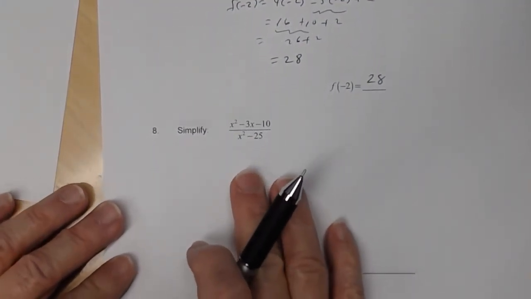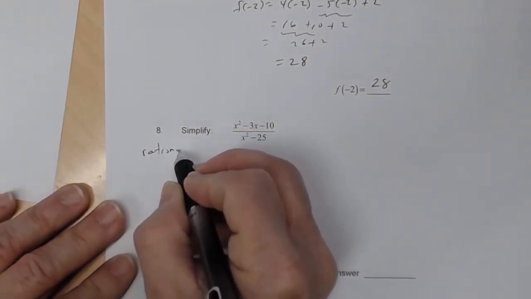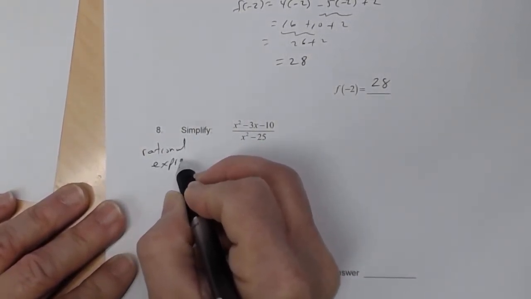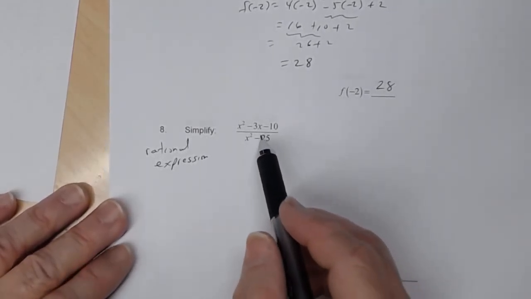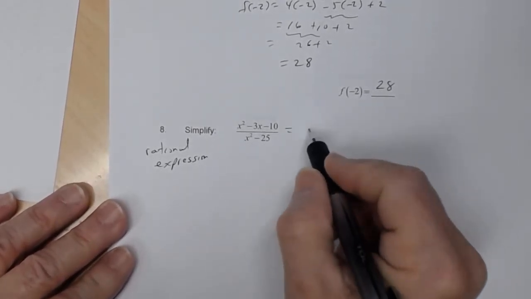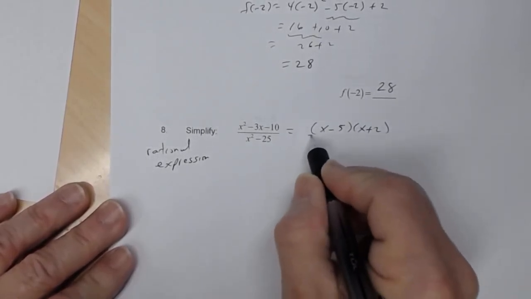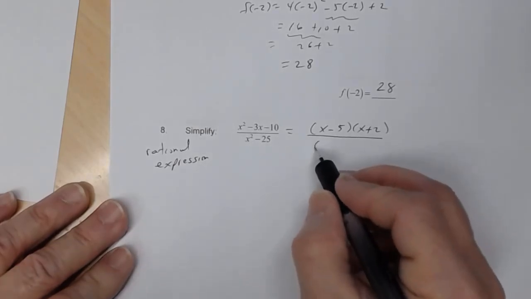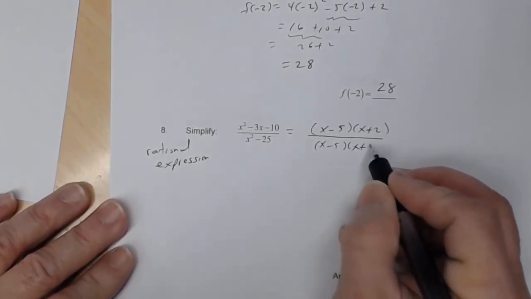All right, here you want to simplify this. So the best way to simplify this rational expression, now here you're dealing with the rational expression, the first thing you have to do to simplify a rational expression is to factor. So when I factor the numerator, I'm going to get x minus 5 times x plus 2. And the denominator, that's the difference of two squares, so I get x minus 5 times x plus 5.